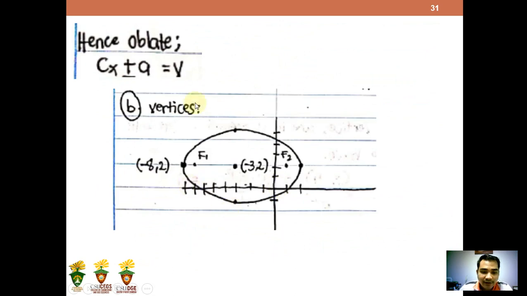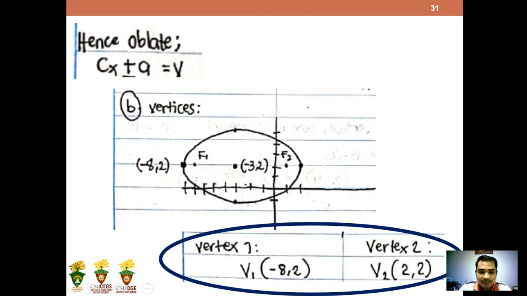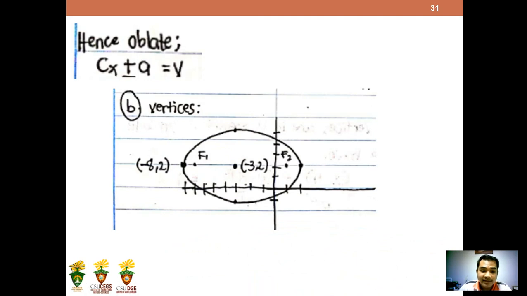For the vertices, if we plot it, the center is negative 3, 2. So it is located in that part. To get the vertices, we have already obtained A. What is A? A is 5. So we need to add 5 going this way, or 5 going the other way.